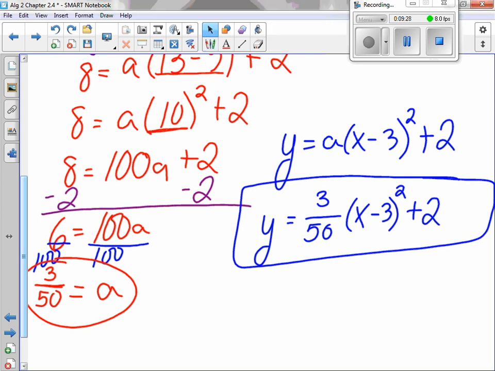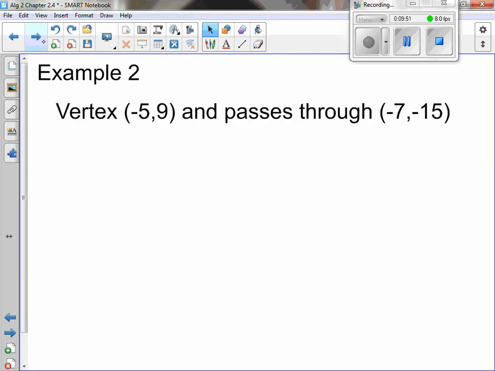So the steps that we did to find this: first we figured out which one of the two equations we have. Because it gave us the vertex, we used the vertex form. We plugged in the values of h and k because it told us the vertex is (h, k). Then we plugged in the point to solve for the value of a. And once we got the value of a, we plugged it back in. Yes? Okay, let's look at another one.